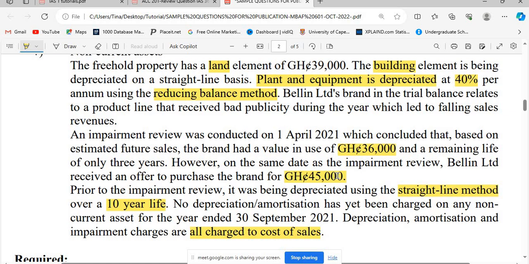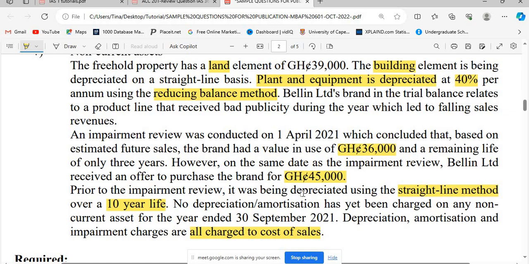From there, we'll compare it with the current value. Comparing with the current value, we'll get our impairment. Is that okay? But we were told that during the year there hasn't been any depreciation and amortization. So the amortization part is relating to the brand.